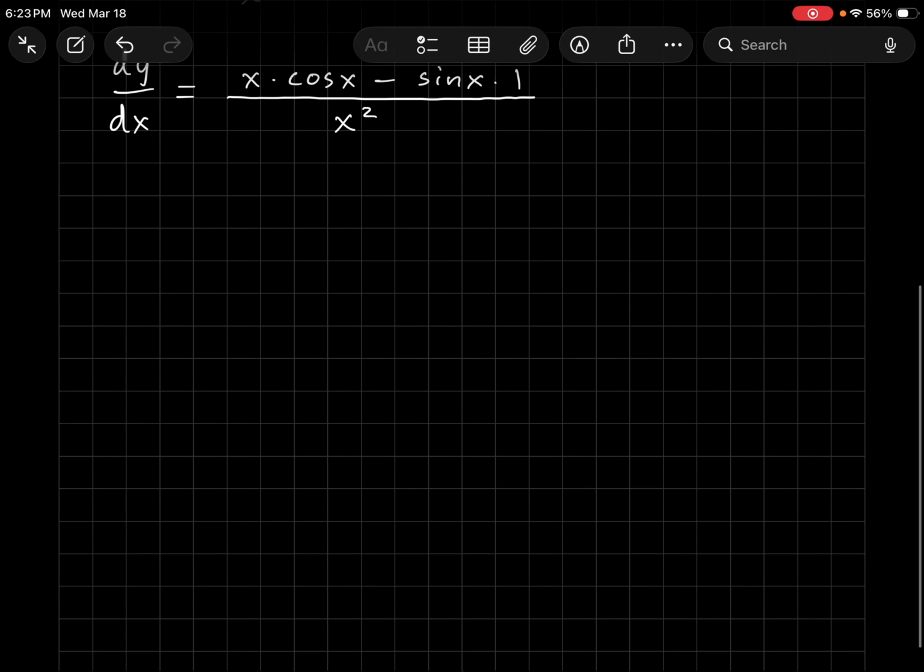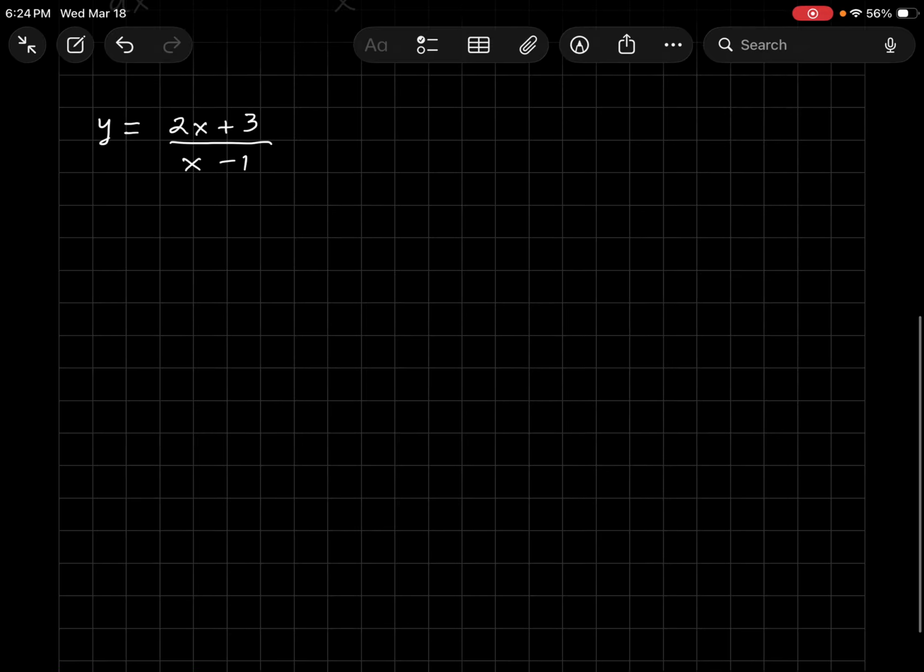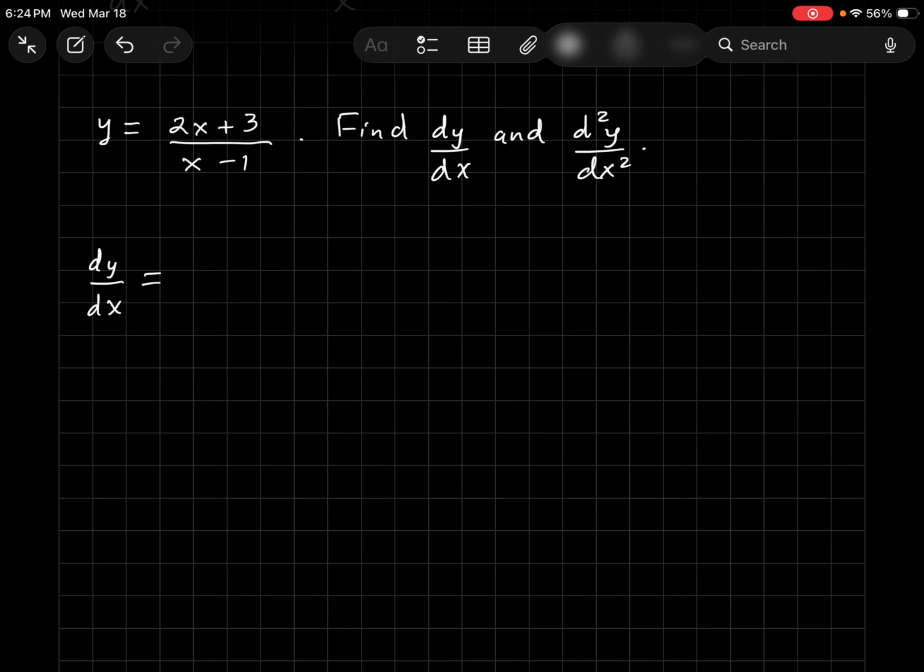Let's do a few more examples just to get some practice on this. Consider y equals 2x plus 3 over x minus 1. And let's find not only the derivative dy dx, but also the second derivative, just to see how we approach something like this. When we find the derivative, we're going to do the quotient rule. So I'll get it set up.